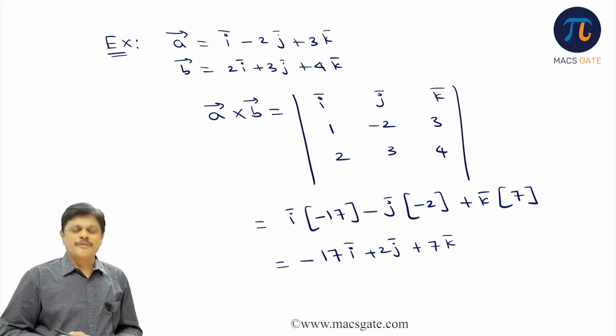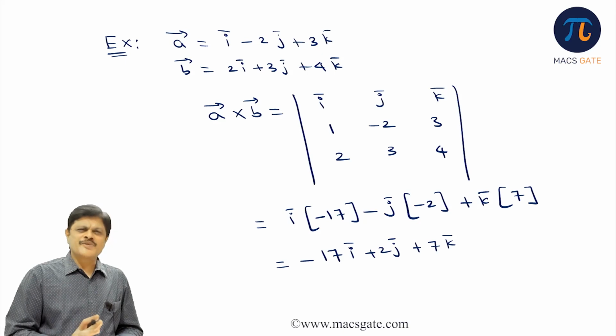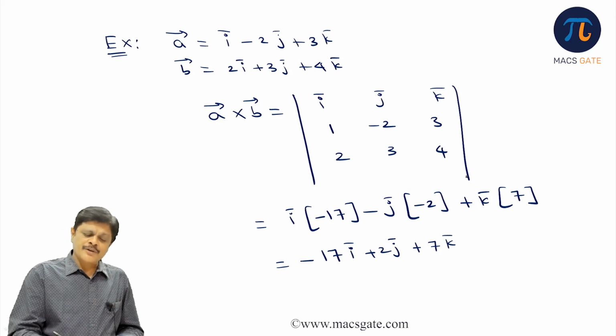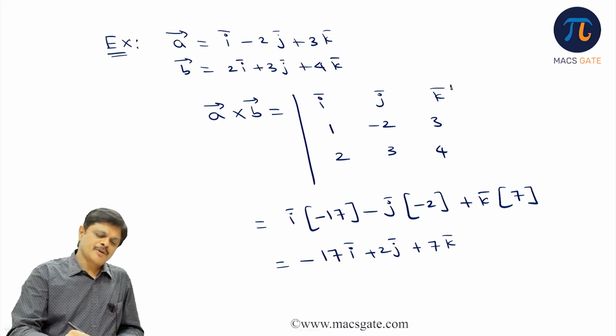So this is how we find the cross product of two vectors. The dot product is very simple: you multiply the corresponding components and add. But for the cross product, you have to use the 3 by 3 determinant. This is the method for finding the cross product of two vectors.